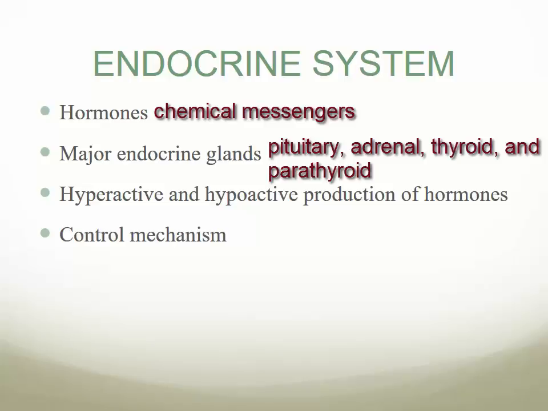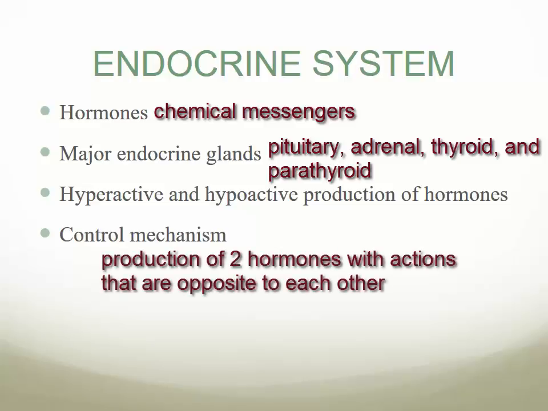There's what's referred to as a control mechanism within the endocrine system, and that's the production of two hormones whose actions are opposite to each other. For example, insulin is secreted by the pancreas when the blood glucose level rises. When the blood glucose level falls below normal, the second hormone, glucagon, is secreted by the pancreas to raise the blood glucose level. Thus, these two hormones are balanced so that a proper blood glucose level is continually maintained.